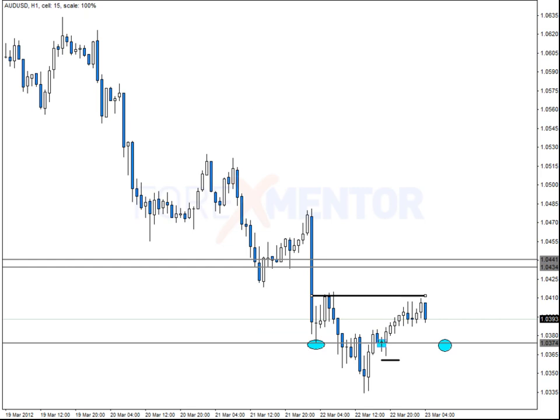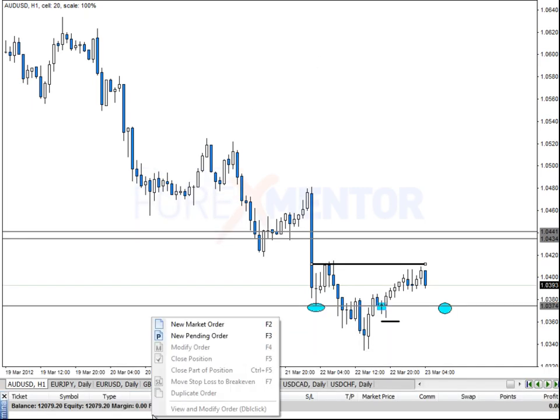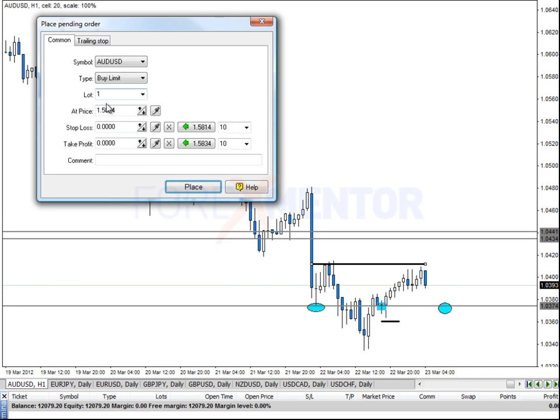So going to our platform now, if we go to pending order, put a buy limit in, and we want an order in at 1.0370. Let's go 76. I want to add 2 pips above the high plus the spread. So we're looking at 79.